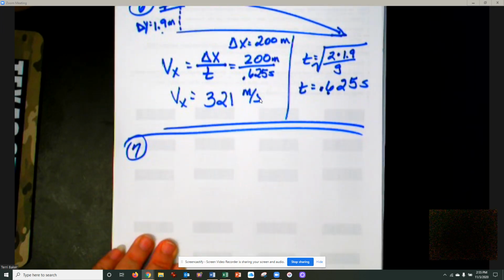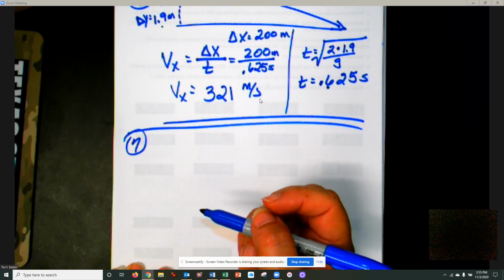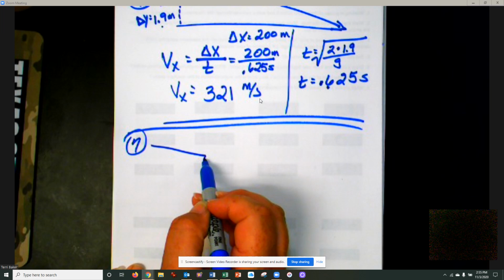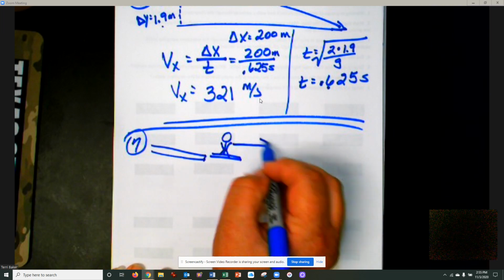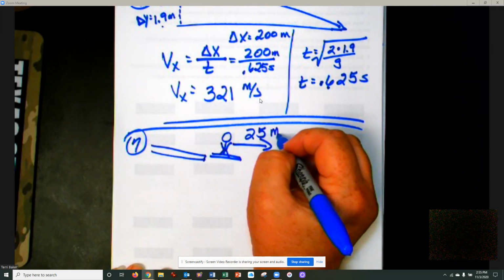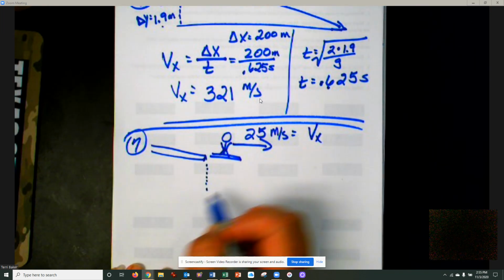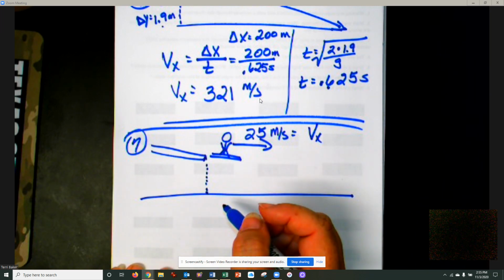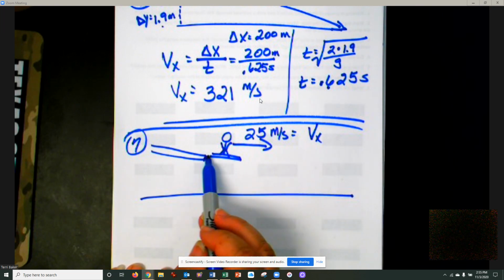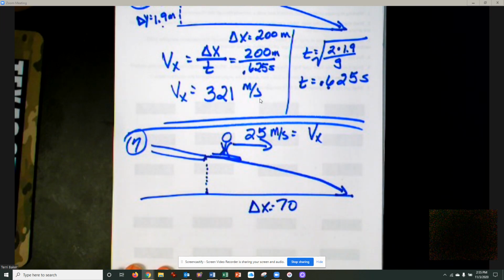Okay, number 7. A skier leaves the horizontal end of a ramp with a velocity of 25 meters per second. So here's the ramp. Here's our skier. He leaves at 25 meters per second. So that's our horizontal velocity. It wants to know how far this ramp is from the ground if the skier travels 70 meters. So delta x equals 70 meters. They want to know what delta y is.